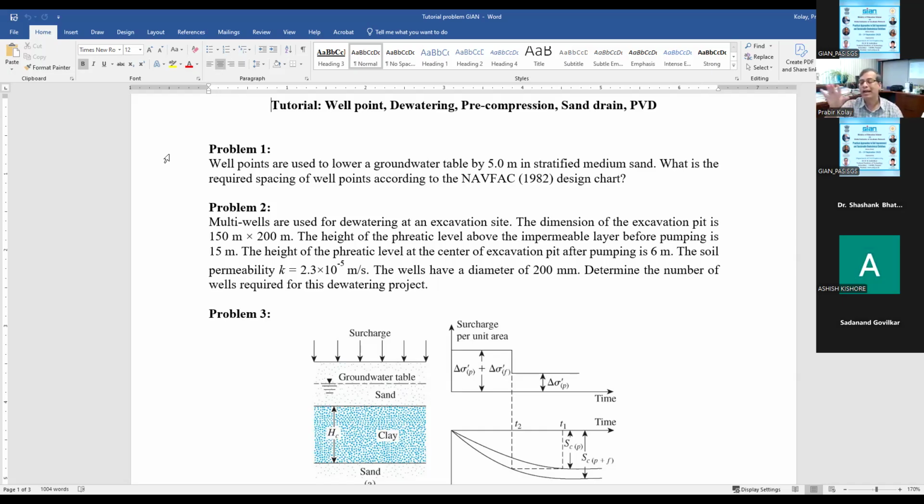It's an unsteady state, then the equation will be different. If it is partial and unsteady, there will be a different scenario. Same thing for confined aquifers and unconfined aquifers, but it's just different equations and you can easily calculate. So the first problem is: a well point system is used to lower the groundwater table in stratified medium sand. What is the required spacing of the well point according to the NAVFAC design chart?